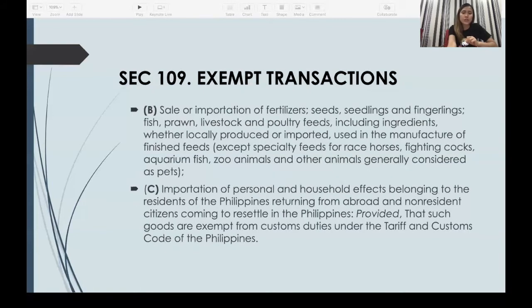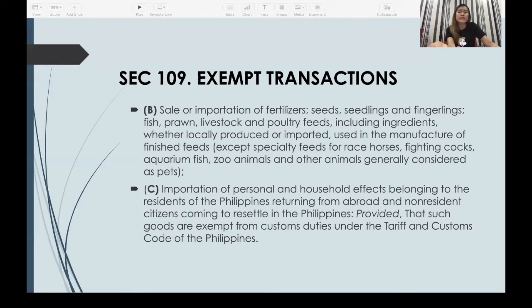Another VAT exempt transaction is the sale or importation of fertilizer, seeds, seedlings, and fingerlings, fish, prawn, livestock, and poultry feeds, including ingredients whether locally produced or imported, used in the manufacture of finished feeds, except feeds for fighting cocks, aquarium fish, and other animals, because these are not for human consumption. They are considered pets. So the sale or importation of fertilizers or seeds are VAT exempt simply to lower the cost or to make the product affordable. Agricultural products are already VAT exempt.